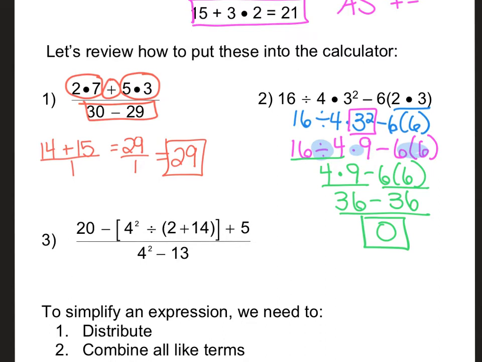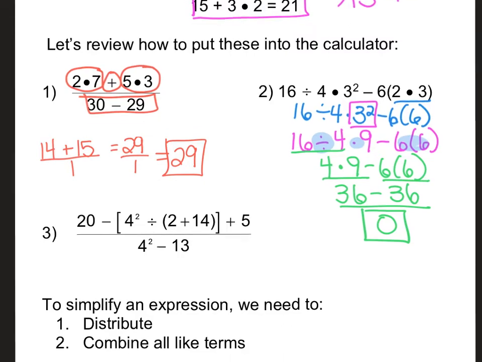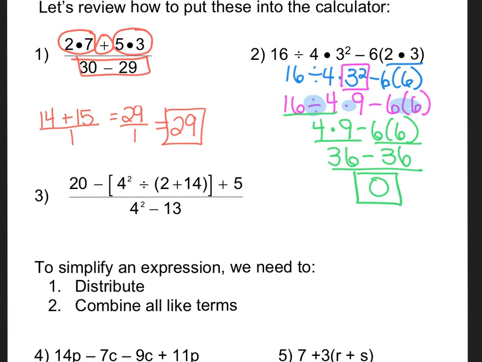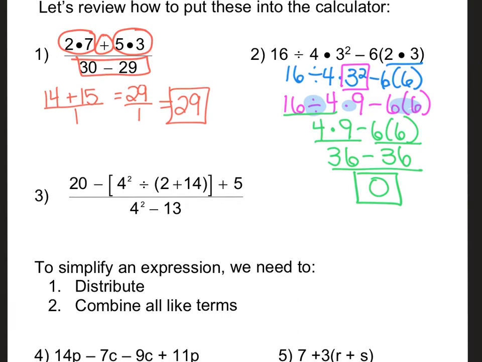All right, one more for number 3. And if you see, the brackets are going to act like parentheses, so we're going to solve those as if we were solving a problem with double parentheses, basically. So we've got 20 minus parentheses 4 squared divided by parentheses 2 plus 14 parentheses plus 5 divided by 4 squared minus 13. So we do want to work from inside out.